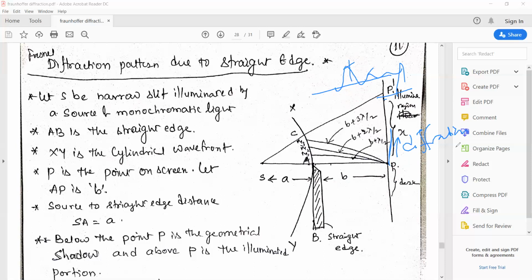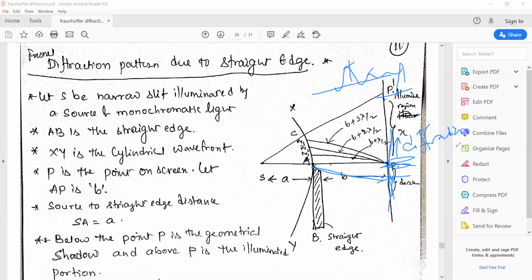So this is what is observed in practice. Above point P, you will see a diffraction pattern consisting of maxima and minima bands. After a certain distance, as you move away from the point P, you will see complete illumination. Whereas below point P, it is expected that there should be no light because it is blocked by the straight edge, so you should see dark. But in practice, up to a certain distance below point P, you will see some light of very little intensity. As you move down, the intensity falls very rapidly, and after a certain distance you will see a complete dark region.